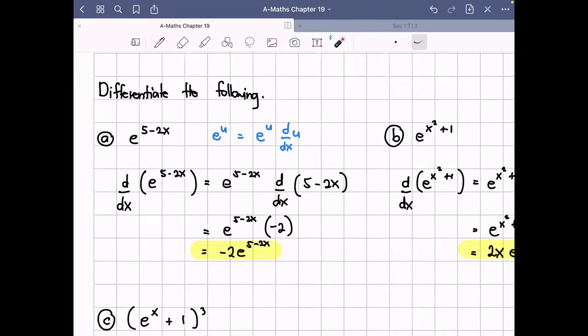So do you have any question about letter A? Anyone?